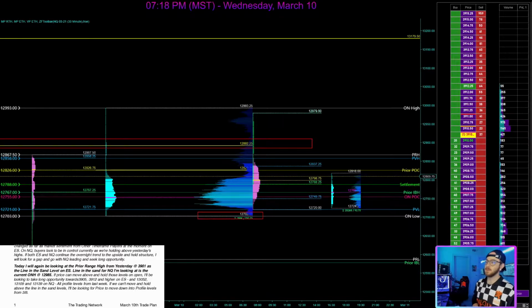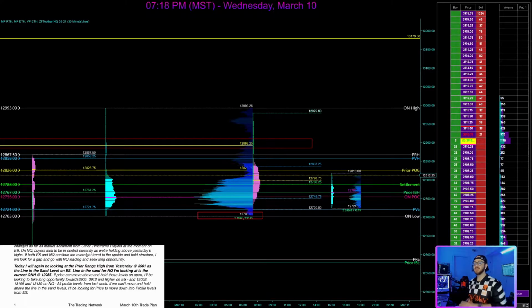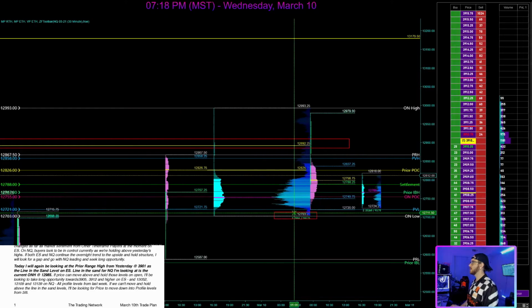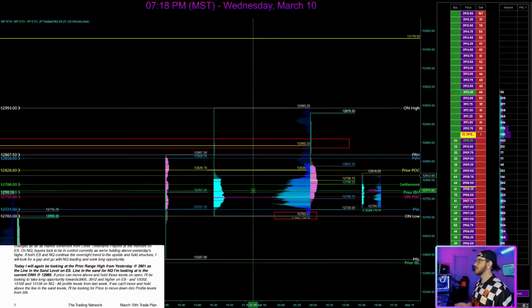All right, so my thought was if price could move and hold above those line in the sand levels on open, I was going to look to take long opportunity towards 39.05, 39.12 and higher on ES, and 13,052, 13,109, and 13,139 on NQ. All profile levels from earlier in the week and last week. If we could not move and hold above those line in the sand levels, I would be looking for price to rotate down into profile levels from yesterday and the day before and show us a very likely value area rotation, which is indeed what we got on both ES and NQ.